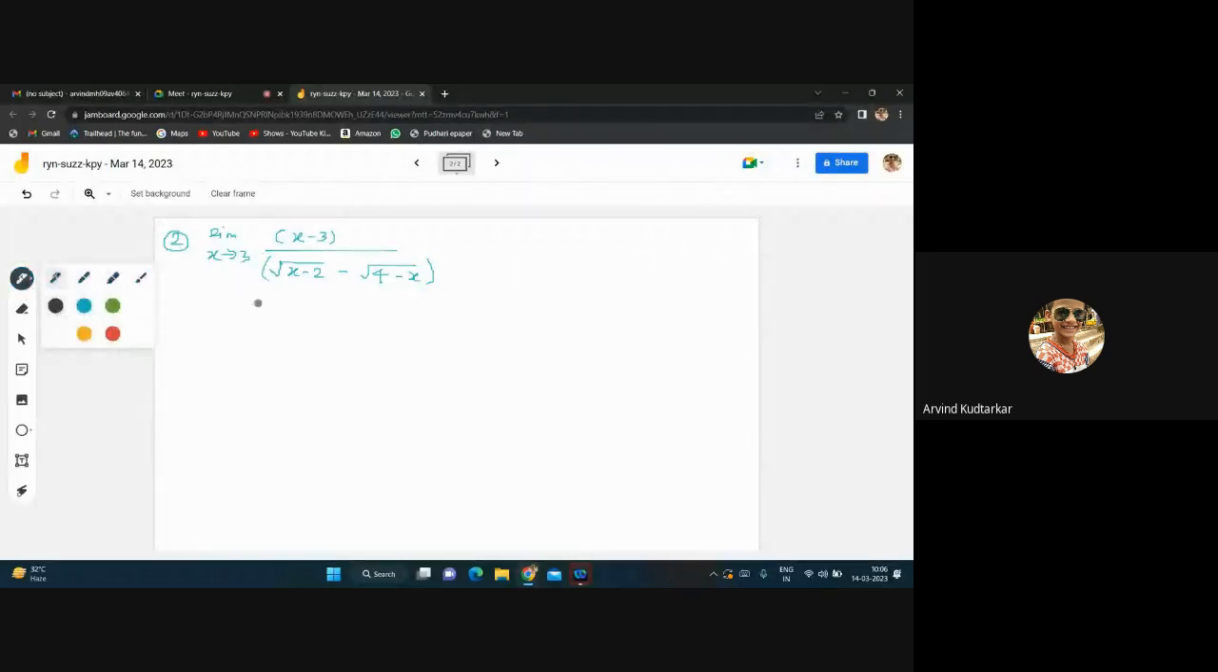Okay. See here. Now, in this function, when you apply the limit as x tends to 3, what does it become? When you apply the limit as x tends to 3, put x as 3. So 3 minus 3 is 0. 0 divided by root of 3 minus 2, it is 1, root of 1 is 1. And 4 minus 3 is 1, root of 1 is 1. So 1 minus 1 is 0.